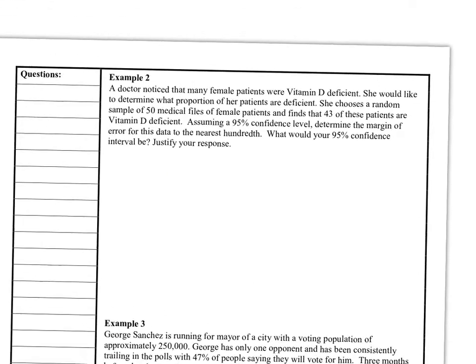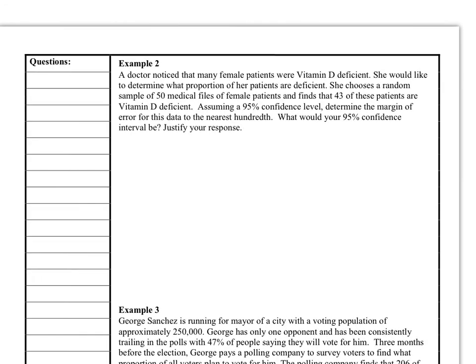Example 2, a doctor noticed that many female patients were vitamin D deficient. She would like to determine what proportion of her patients are deficient. She chose a random sample of 50 files of female patients and finds 43.